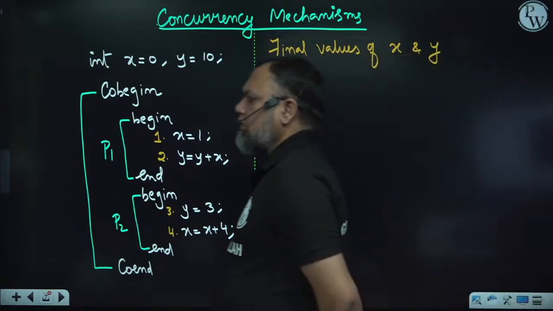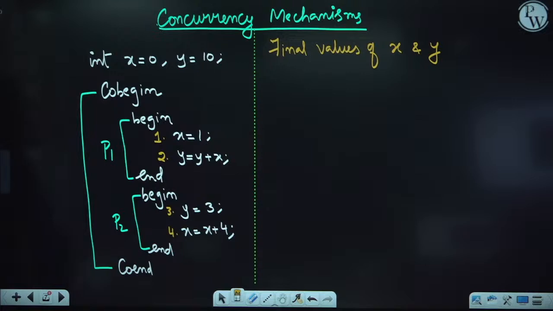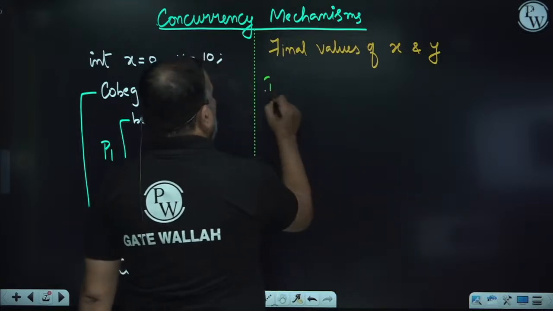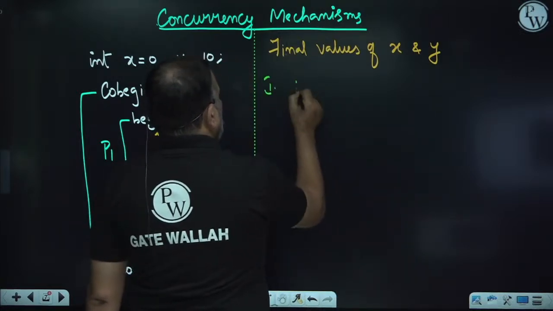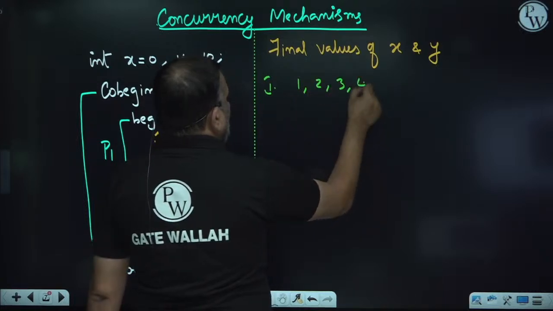What can be the final values of x and y? What is it that you have to remember while solving such questions? To solve such questions, you have to enumerate all the orders that are possible for execution. A simple order of execution, for example, is that I can execute the statements in the order 1, 2, 3, 4.